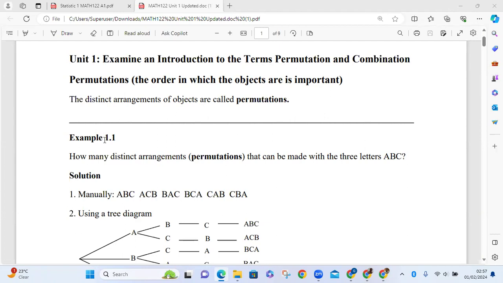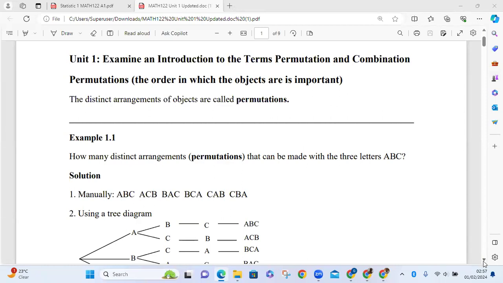For example, 1.1. How many distinct arrangements or permutations can be made with the three letters ABC? So manually, you would juggle around ABC, you would arrange them in the form of ABC, ACB, BAC, BCA, CAB, and CBA. So this is a simple example whereby you get 6 distinct arrangements.